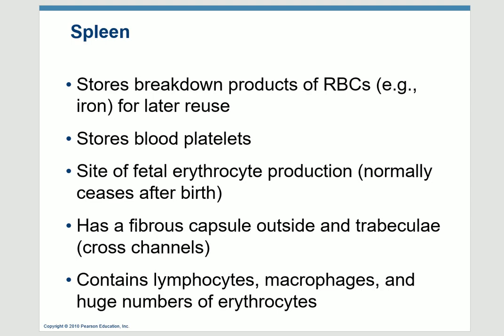Okay, we're going to move on and talk about some organs involved in the immune system and the lymphatic system. So what does the spleen actually do? It stores the breakdown products of red blood cells. It takes up red blood cells, breaks them down, keeps the parts that are reusable, and recycles the parts that aren't. It sends those back to the bone marrow where they can be used again to make new red blood cells. So reduce, reuse, recycle in the body.